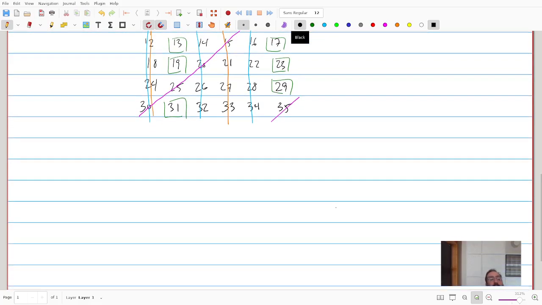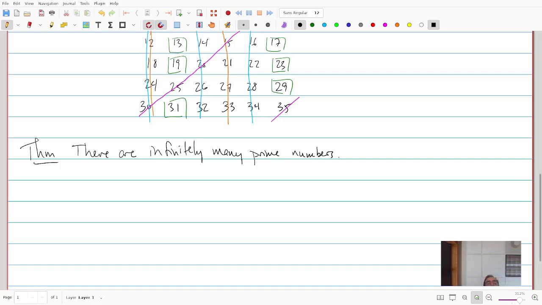All right. So here's another theorem. This is another ancient theorem, but it's nice to see the proof. There are infinitely many prime numbers. And you might already know this fact.